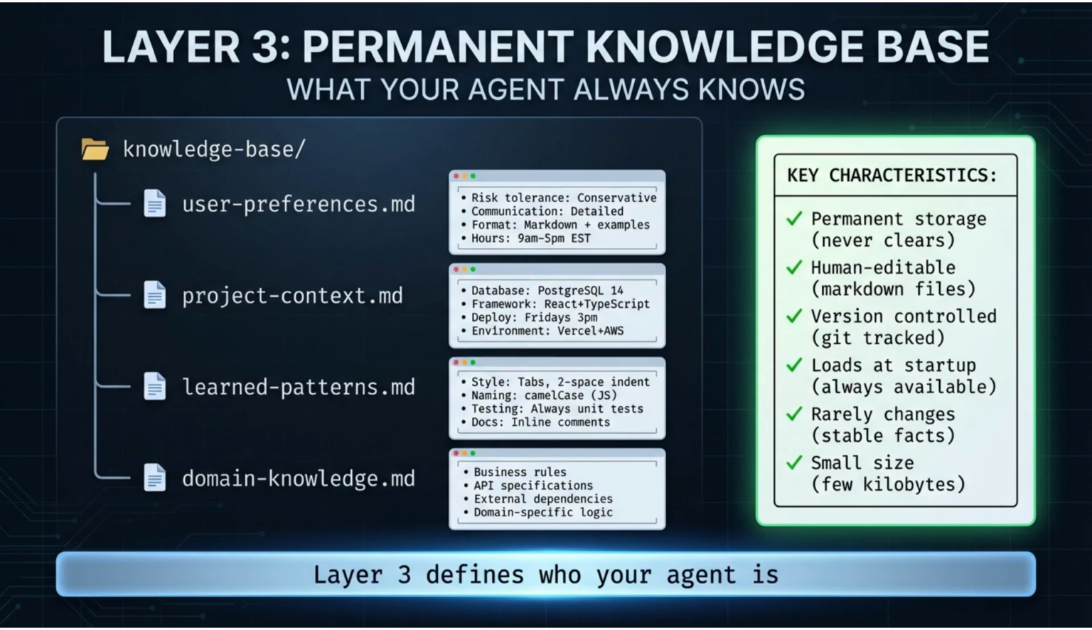Layer 3 is persistent knowledge, facts that are always true. Not past conversations like Layer 2. Not current chat like Layer 1. Timeless knowledge. 4 categories. The first is user preferences, context, constraints. Things like risk tolerance is conservative. Communication style is direct, are examples. These facts don't change often, but they guide every decision.